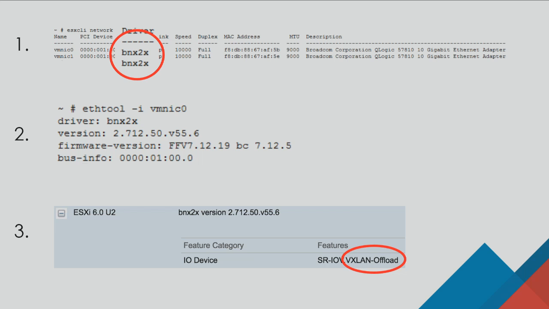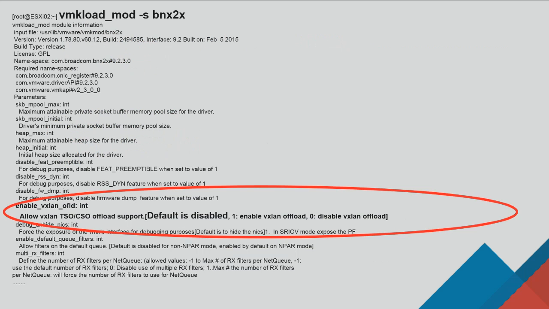So we're all good. But still, you want to look at the parameters and the configuration of that specific driver module. In this specific case, I thought it was interesting because it is supported hardware-wise and it is supported by the driver, but it is disabled by default. So even though you think you are using VXLAN offload, you're not.